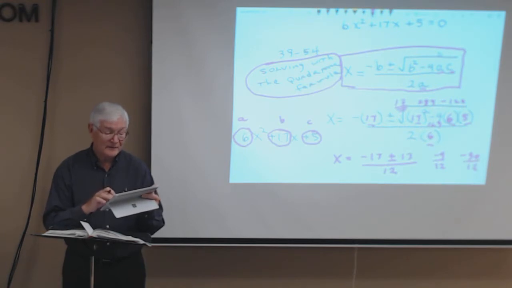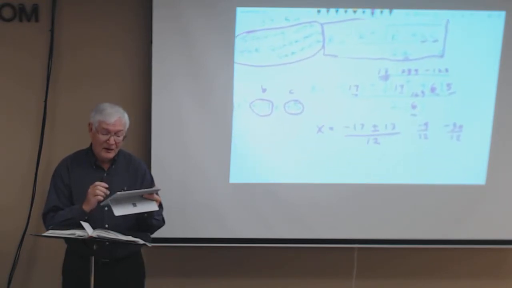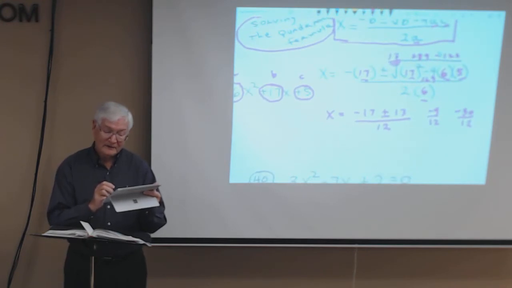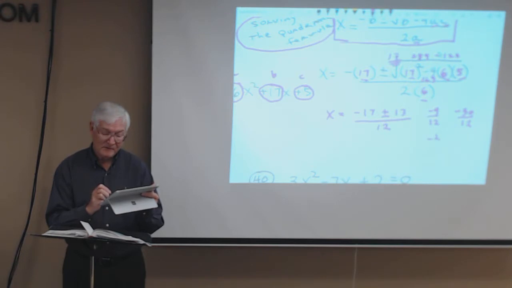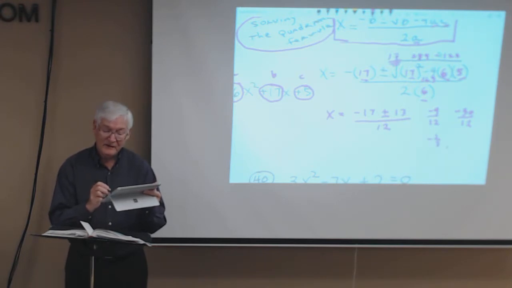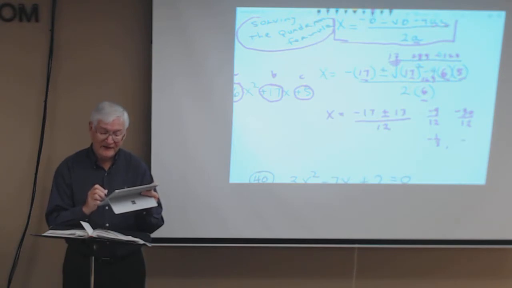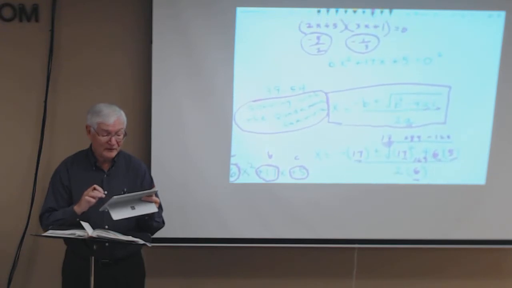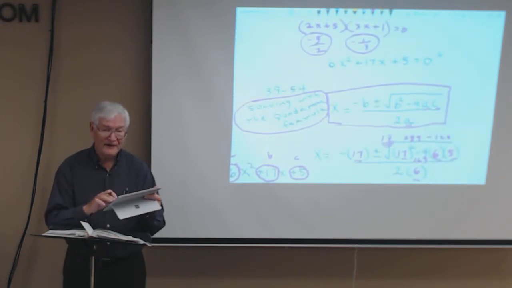You go, that's not the same answers we got up here. Well, wait a minute. Can we reduce that down? That would be negative 1/3. And this would be, divide by 6, negative 5/2. Does that look like what we got before? Well, look at that. Negative 1/3 and negative 5/2.